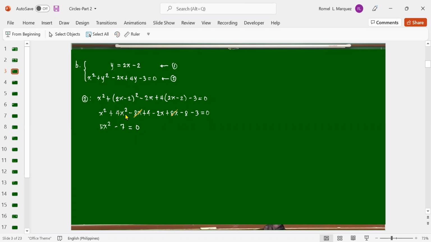X squared plus 4x squared minus 8x plus 4 minus 2x, and then plus 4 times 2x, so there is still negative 2x. Hence, we get 5x squared, then minus 2x minus 7 equals 0. Okay? So let's try if this is factorable, this left side. We have 5x minus, let's try 7 here, and then x plus 1. And this is equal to 0. Let's check. 5x squared minus 7x plus 5x is negative 2x, then negative 7.